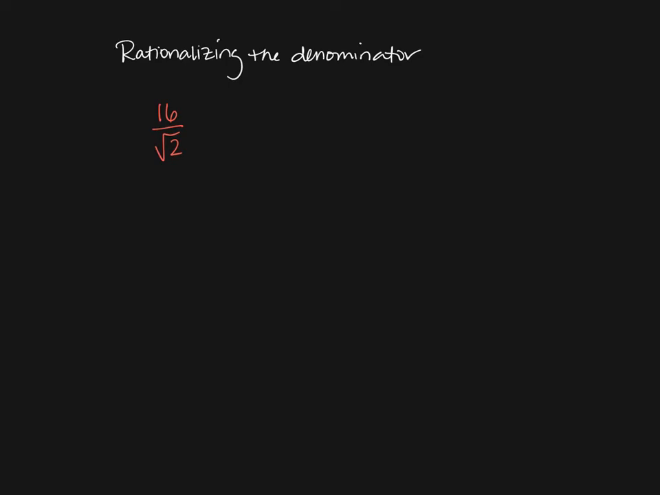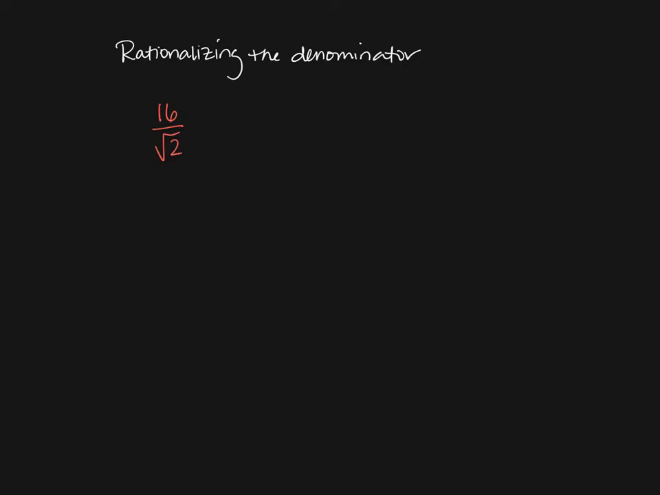Now we're going to learn about rationalizing the denominator. If you ever encounter something like this, 16 over the square root of 2, it's not incorrect like it said in the notes. But if this were a standardized exam, this would not be an option for one of the answers. They would rationalize the denominator, meaning they would get rid of the square root that's in the denominator.